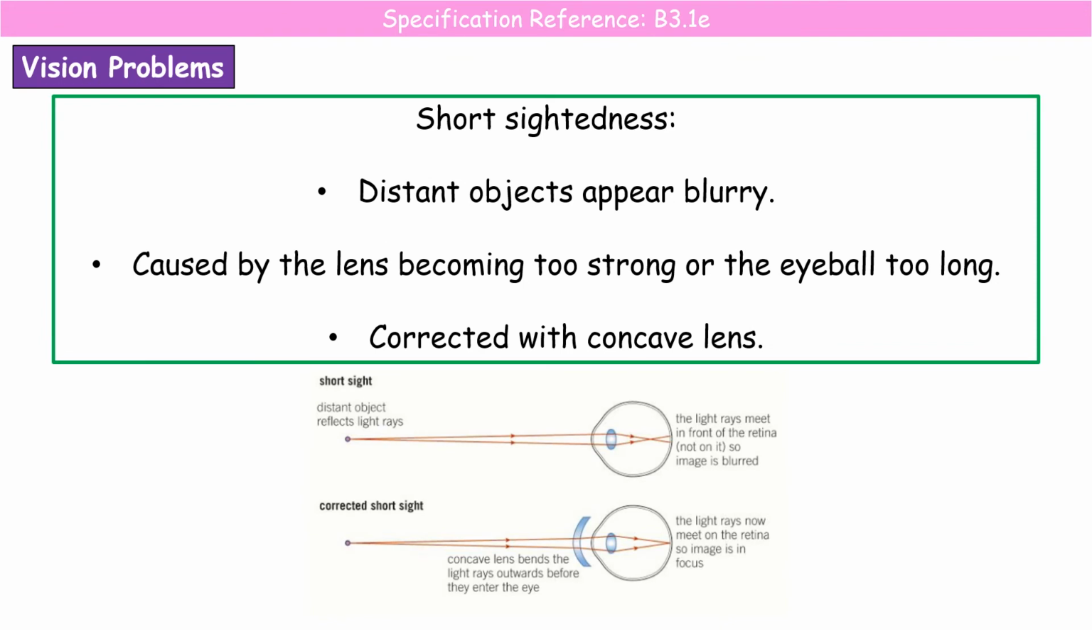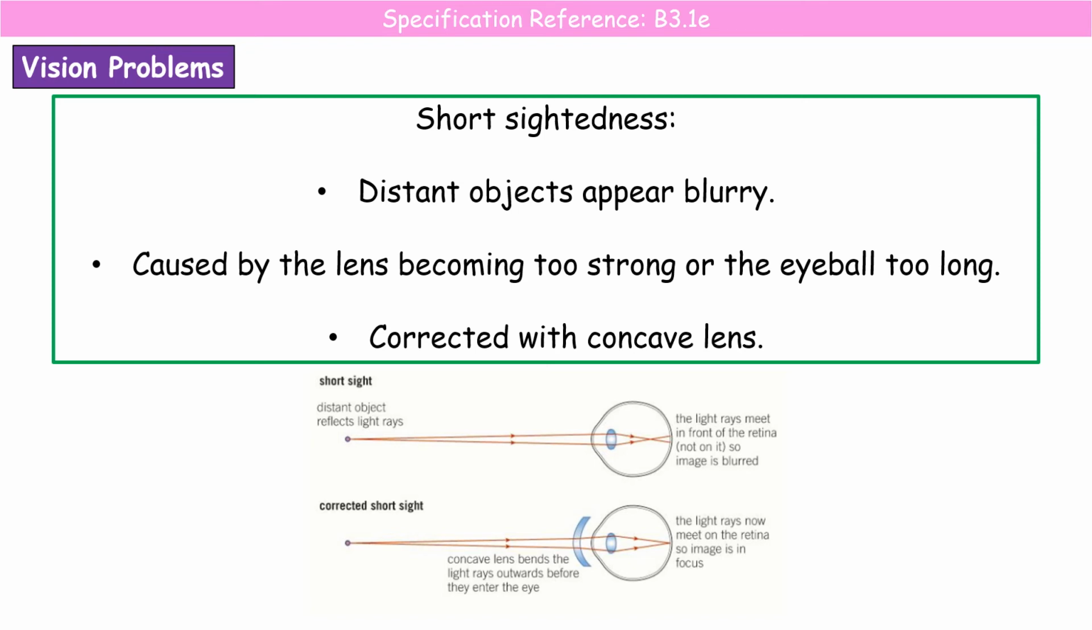We need to know about 3 defects of vision to finish off our work on the eye. The first one is if you are short-sighted. So this is where we're going to have glasses for different things. If you're short-sighted, then distant objects are blurry, but things up close, absolutely fine. The reason that this occurs is the lens is too strong or your eyeball is a bit too long. So what we do is we'll correct it with a concave lens.